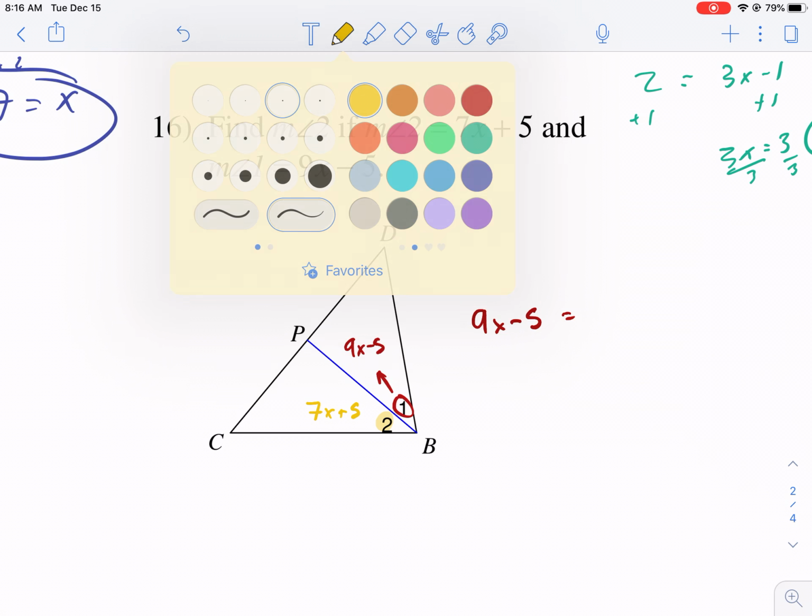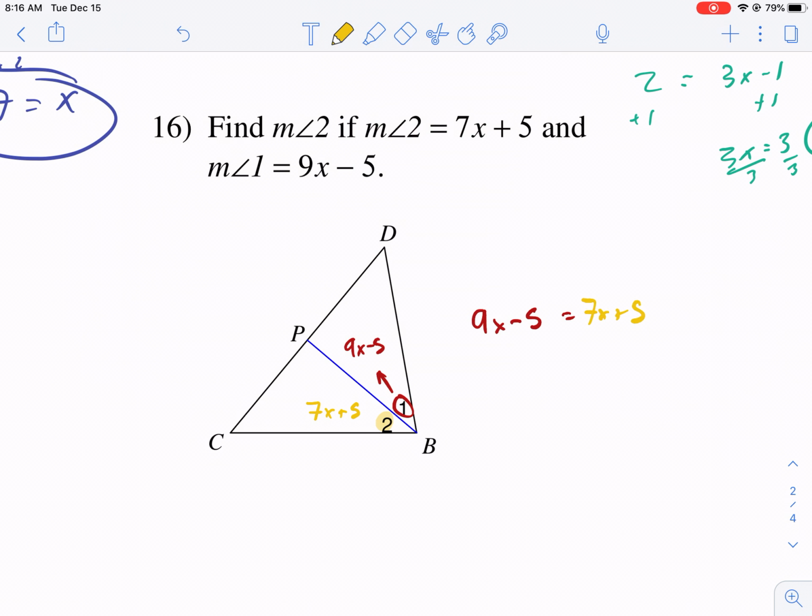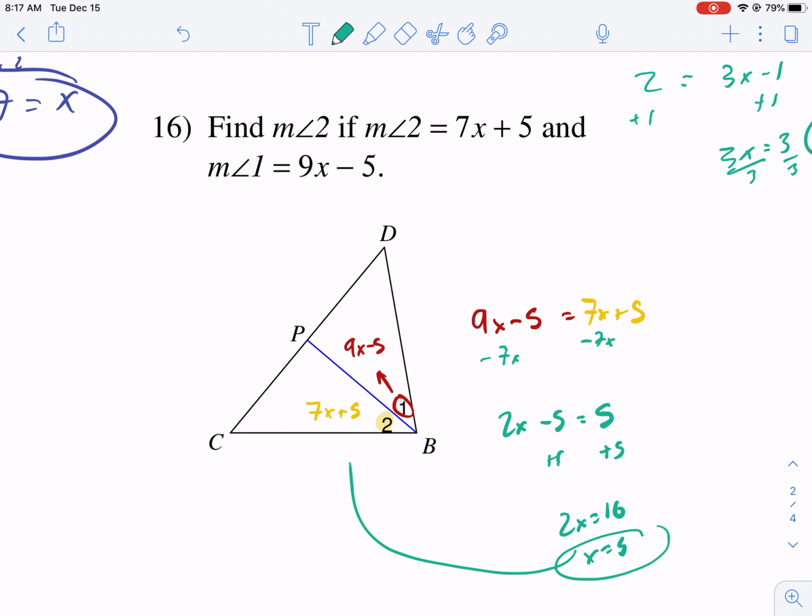So we're going to set them equal to each other, 7x plus 5 equals 9x minus 5. And then we just solve. I like combining the x's first. Subtract 7x from both sides. We get 5 equals 2x minus 5. I'm going to add 5 to both sides. We get 2x equals 10. x equals 5. Now, here's the deal. We're asked to find the measure of angle 2, so we need to plug this into angle 2.